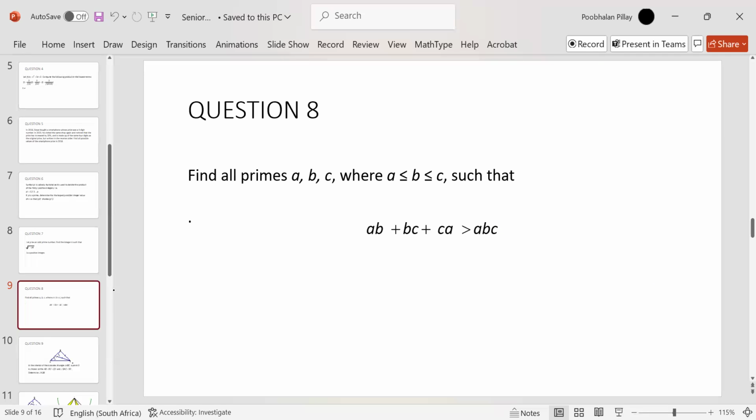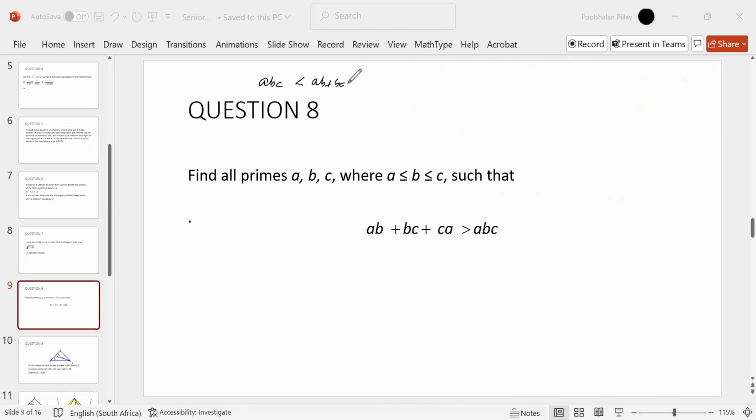Okay, find all primes A, B, and C such that A is less than or equal to B, less than or equal to C. So these are all primes. They could be equal. I could have had 2, 2, 2, or 3, 3, 3, or 11, 11, 11. It could be equal, such that you've got this inequality here. I somehow don't like to work with greater than. I prefer working with less than. So ABC is less than AB plus BC plus CA.